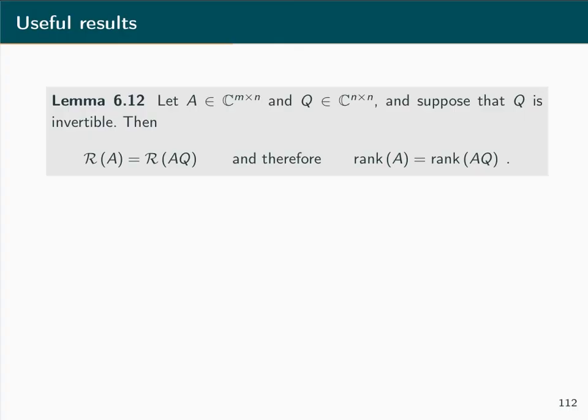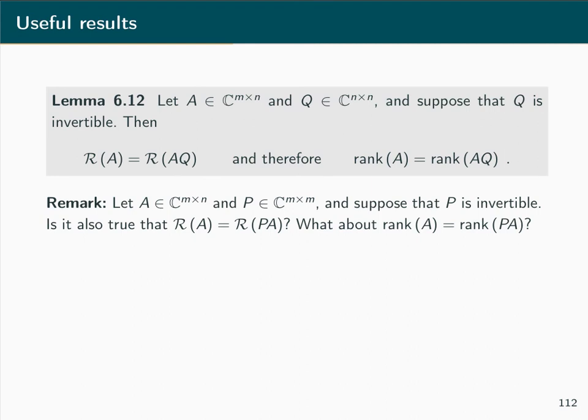On this slide, we have two more lemmas which are very useful in practice. First, lemma 6.12, where A is any m by n matrix and Q is an n by n matrix that is invertible. Then the range space of A equals the range space of AQ, and therefore also the rank of A equals the rank of AQ. The proof of lemma 6.12 will be part of the next exercise sheet.